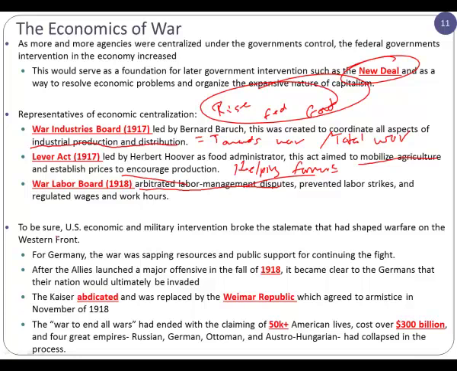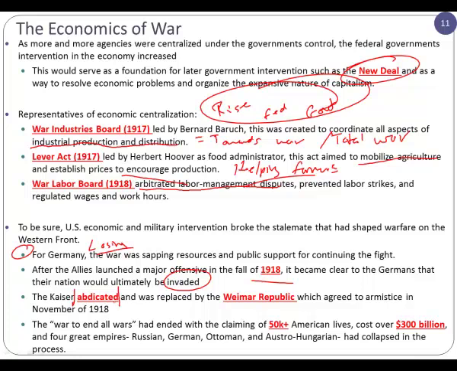But nonetheless, Germany, war is sapping resources. They're losing. Whether or not they're losing territory, they're losing funds and resources that they can't replace. After the Allies launched the major offensive in the fall of 1918, it became clear the Germans would be invaded. 1918, climax of the war, because everything after that's moving downwards. The Kaiser abdicates, which means what? What does this term mean?